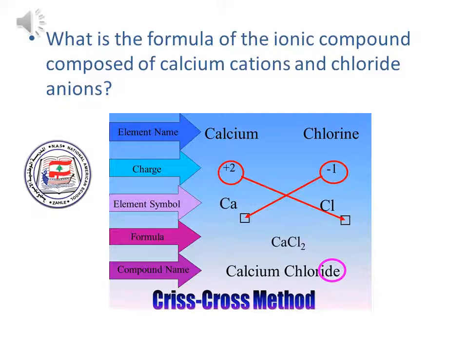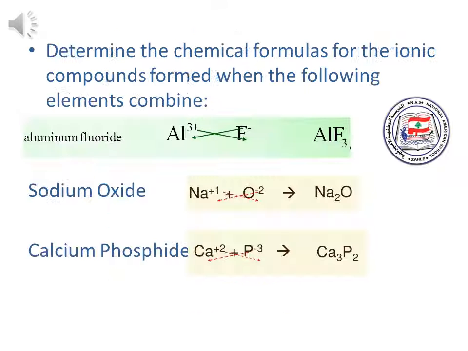Number 11. What is the formula of the ionic compound composed of calcium cations and chloride anions? Calcium belongs to group 2A, so the charge is +2. Chlorine belongs to group 7A, so the charge is -1. So here we do the crisscross method. We put 2 next to the Cl and 1 next to the Ca. So the formula is CaCl2. We name it by writing the cation first, which is calcium, and the anion next to it, chloride.